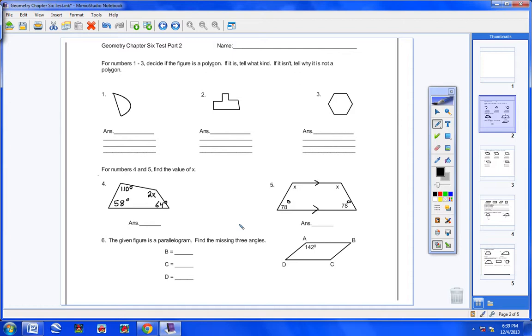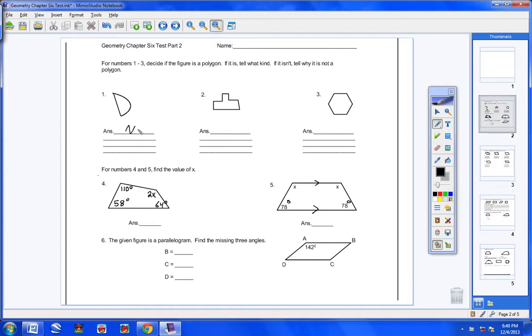You are to take notes on this test on a separate sheet of paper or on the test itself. I want you to really, really, really pay attention, okay? On numbers 1, 2, and 3, I want you to decide if the figure is a polygon. If you say yes, tell me what kind. You would say triangle, quadrilateral, pentagon, hexagon, heptagon, octagon, etc. If it isn't, then tell me why it's not a polygon. Pretty simple. So number 1, is this a polygon?